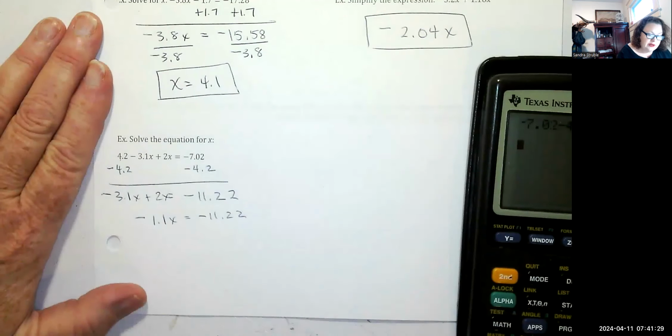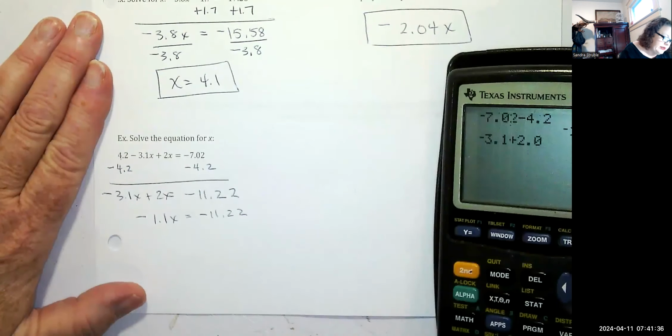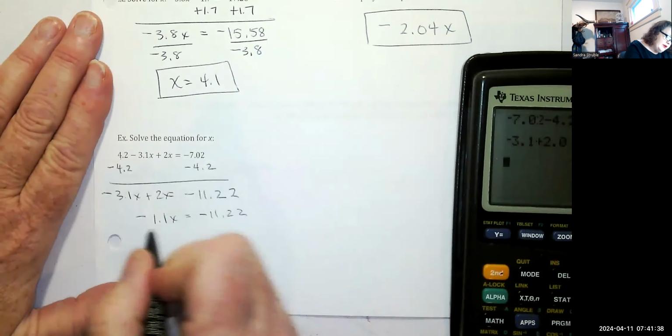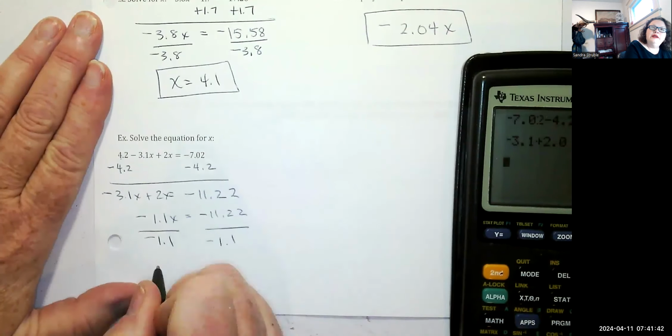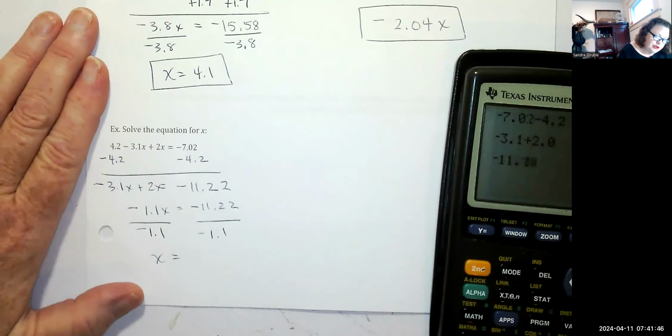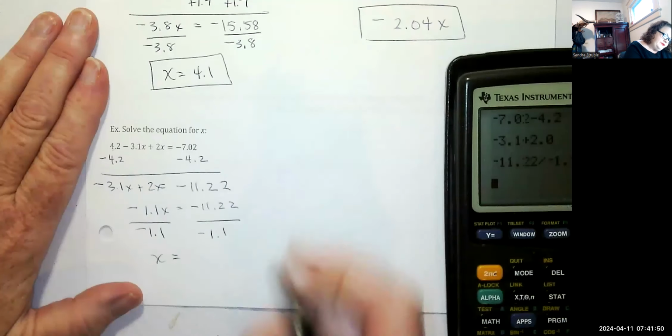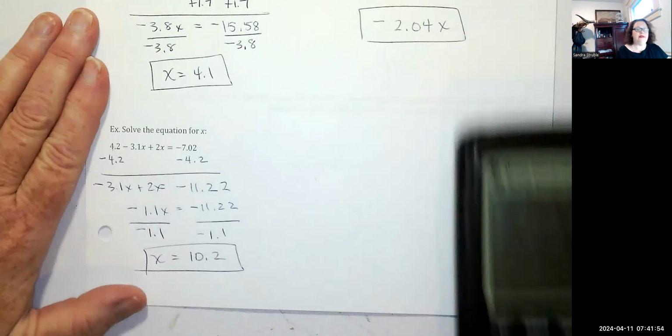I'm going to verify that, just negative 3.1 plus 2 is negative. Yep, okay, good. Now we have negative 1.1. We're going to divide both sides by negative 1.1, and x will equal, should be positive. Negative 11.22 divided by negative 1.1 is 10.2. Awesome. All right.